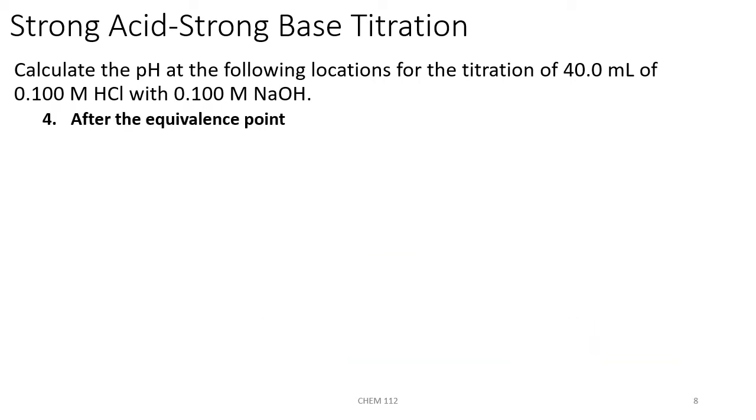Lastly, we want to calculate the pH after the equivalence point. So any volume after 40 milliliters of sodium hydroxide being added would be after the equivalence point. Let's say after 60 milliliters of sodium hydroxide have been added for our calculations. After we've reached the equivalence point, we're essentially just adding excess base to our flask. All of the hydrogen ion was neutralized once we reached the equivalence point. So now we're just running excess sodium hydroxide in there.